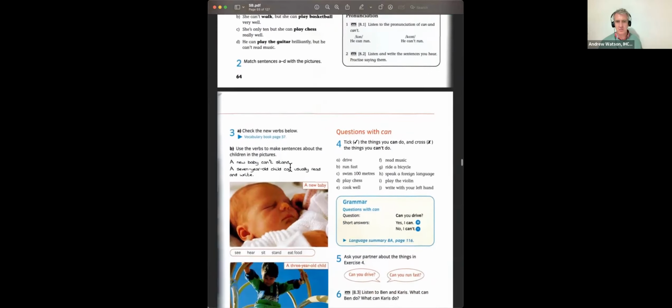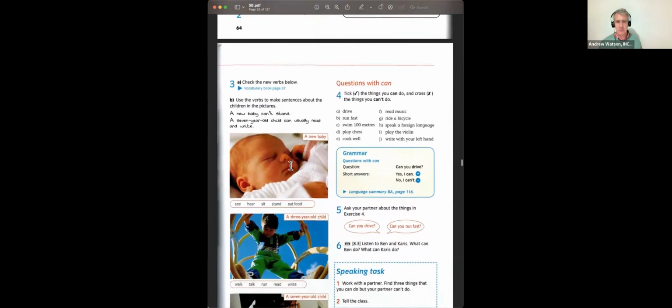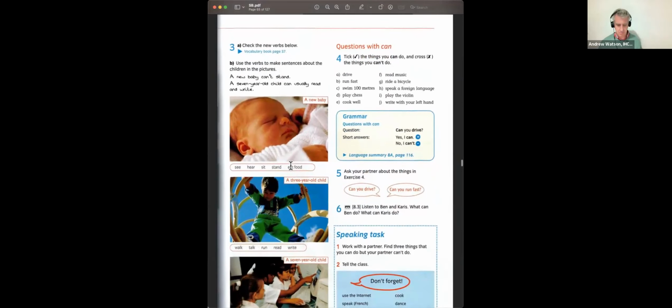Moving on to 3, there's some new verbs. Maybe you could get students to stand up and mime some of these verbs, right? Or get the students to guess which ones you are miming, like eat food. That might be an opportunity to do some more kinesthetic type activities involving movement. Some students appreciate that.